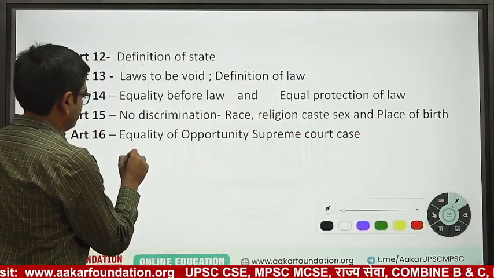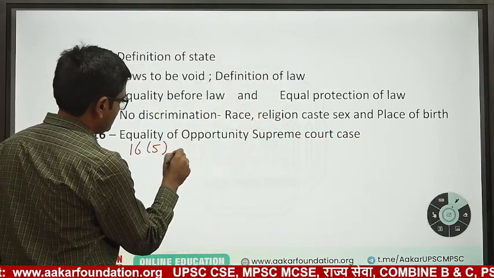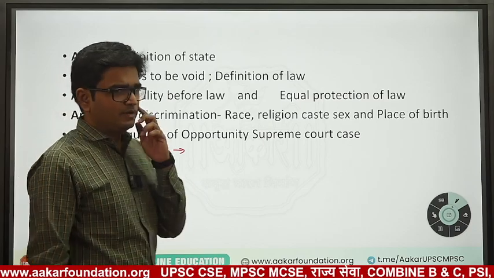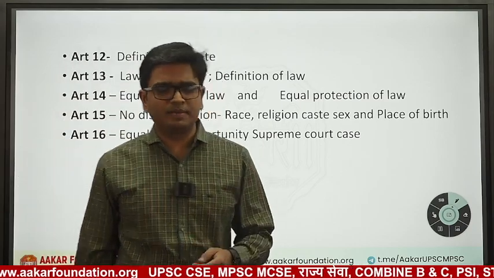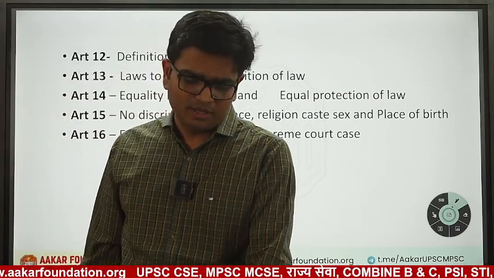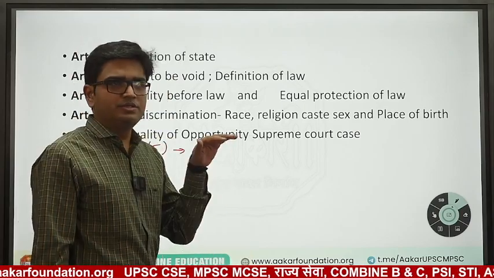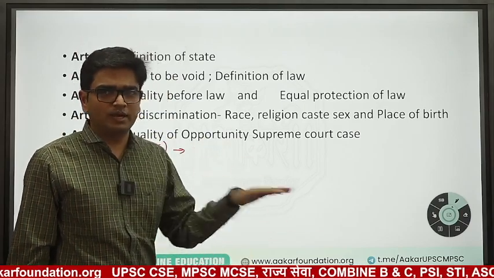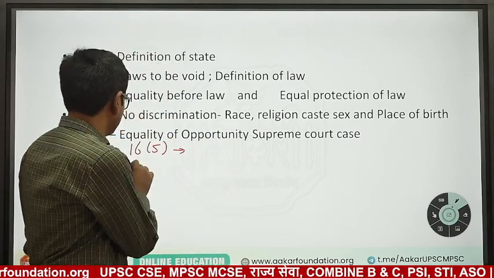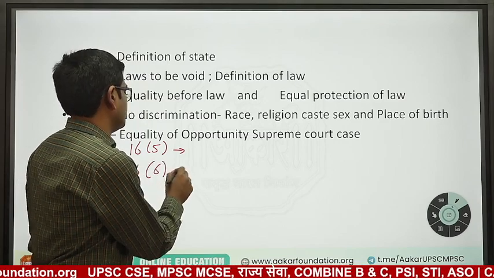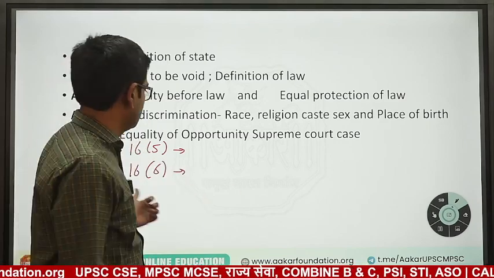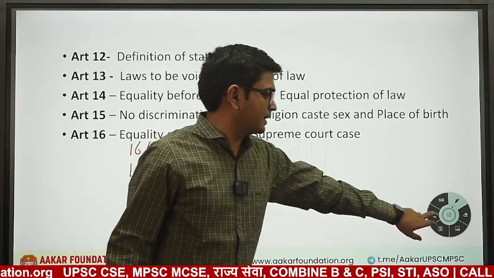Then comes 16.5. It deals with the applicability of any religious requirement for a person connected to a religious institution. So the state cannot do anything about it. That's not important. 16.6 is again reservation for EWS. That's again the 103rd Amendment Act, EWS.